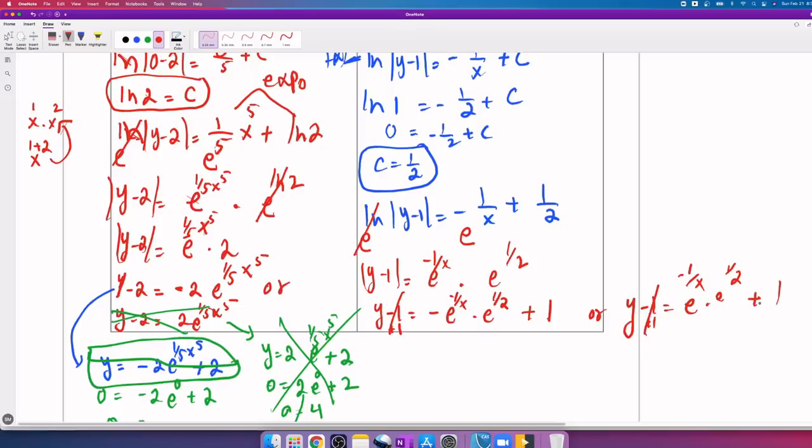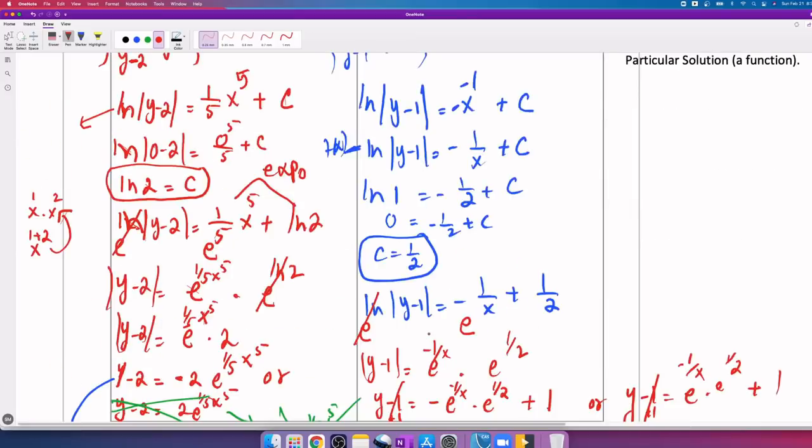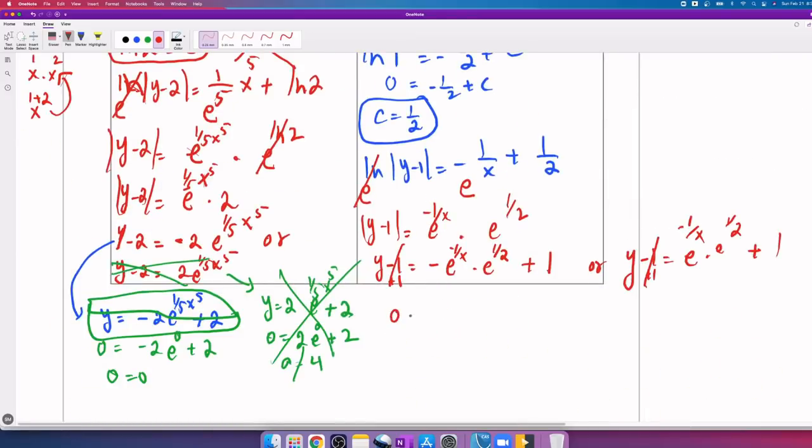So which one is going to work? I don't know. We have to plug in the conditions. So the conditions are 0 and 2, so my y value is 0. I have negative e, I have a 2. When I multiply same bases, I'm actually adding exponents. So if I add exponents, it's going to give me 0. So I got negative e to the power 0 plus 1 equals 0. Then it's negative 1 plus 1 equals 0, which is 0 equals 0, which means this equation works.